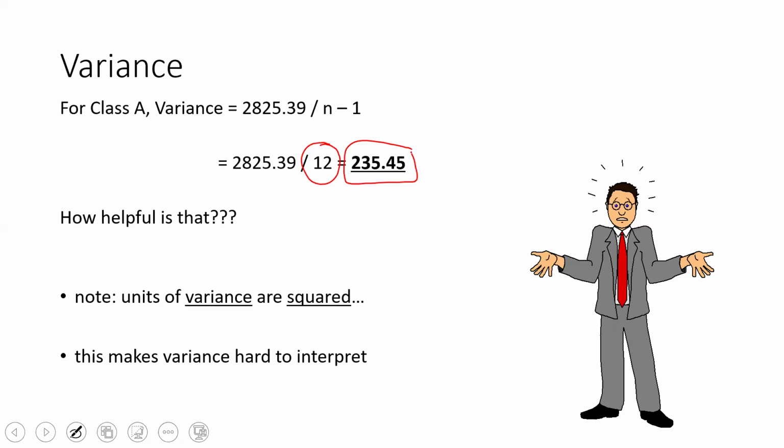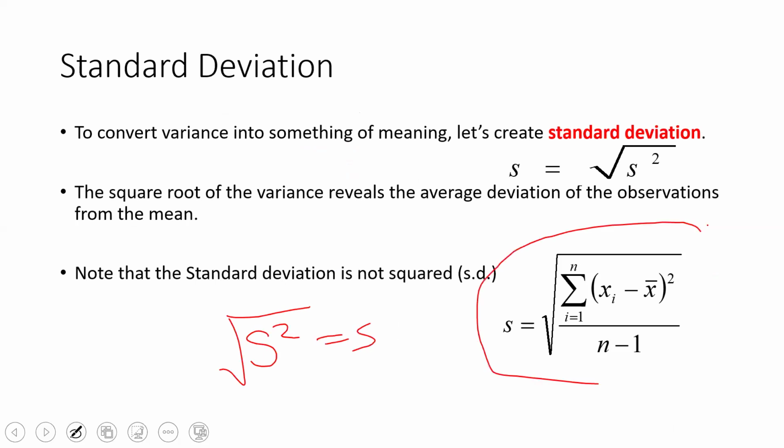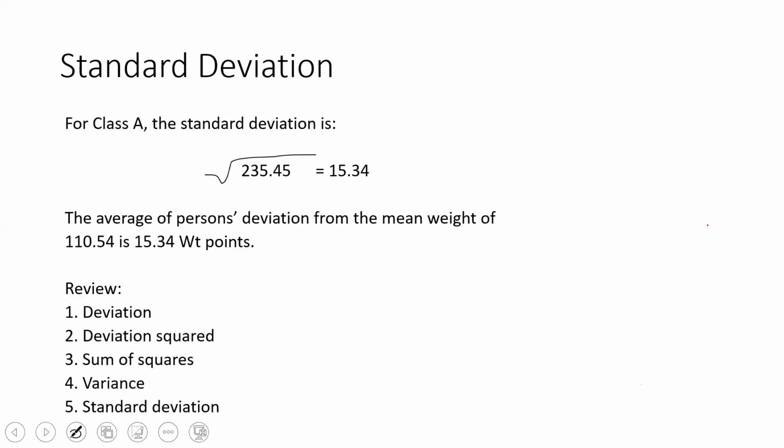But it is not helpful because that value is still squared, and it makes it difficult to interpret. So the next thing we do is to find the square root of our variance, and the square root of our variance is what we call the standard deviation, which you must have been hearing every now and then. Standard deviation reveals the average deviation of the observations. So S squared is variance. The square root of S squared, which is S, is standard deviation. And that's what we have here. And once you have that, you have a figure. For example, now we have 15.34 as our standard deviation.